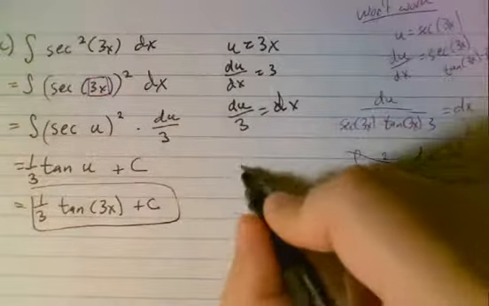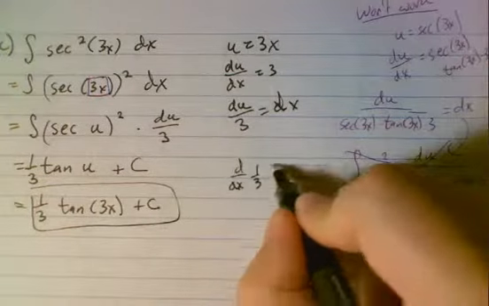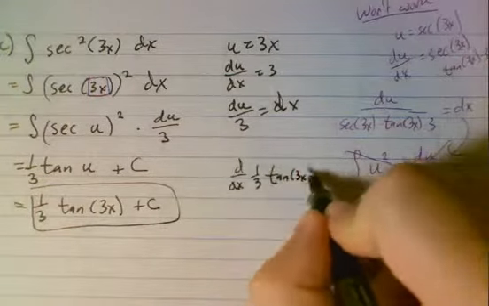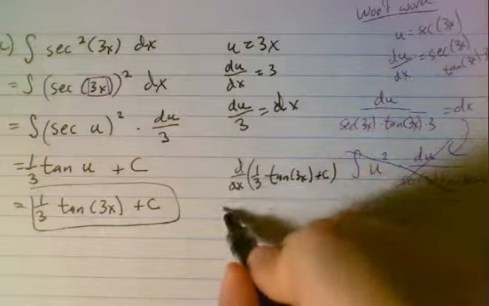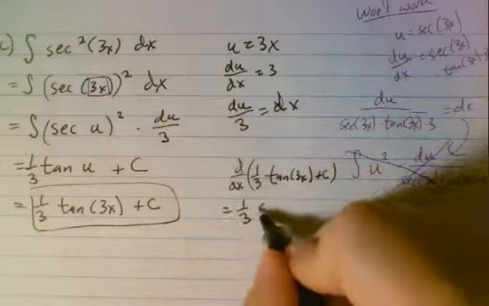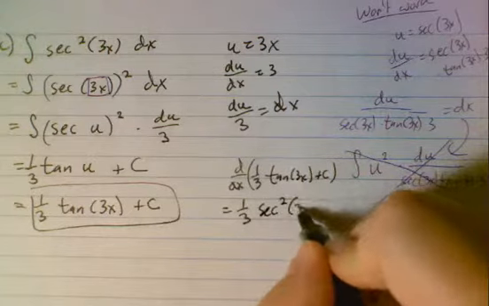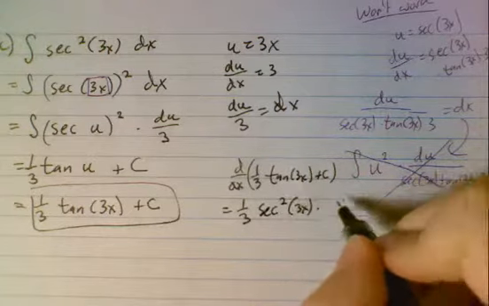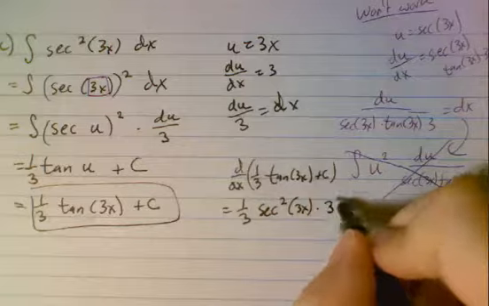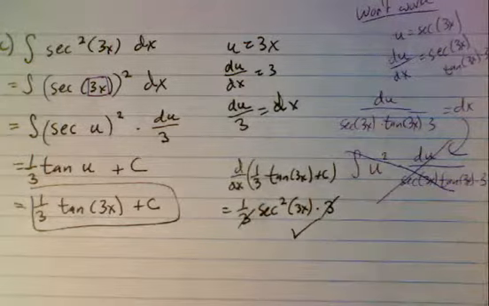And when we do that derivative, tangent becomes secant squared, multiply by the derivative of what's in the box. And that's what we started off with.